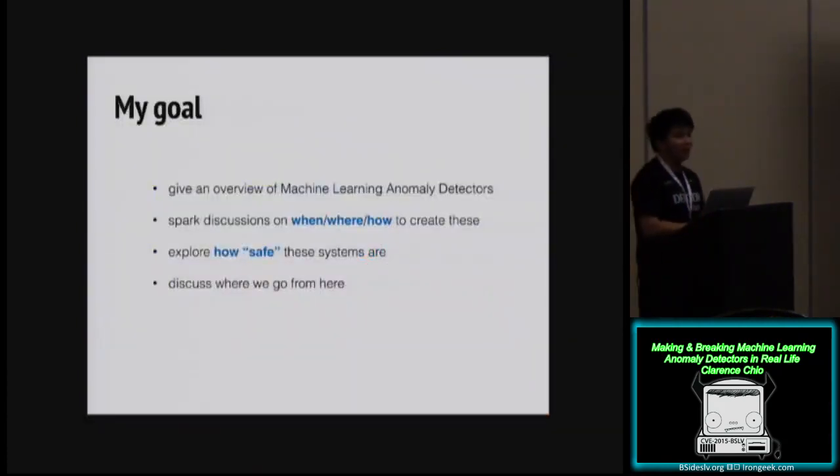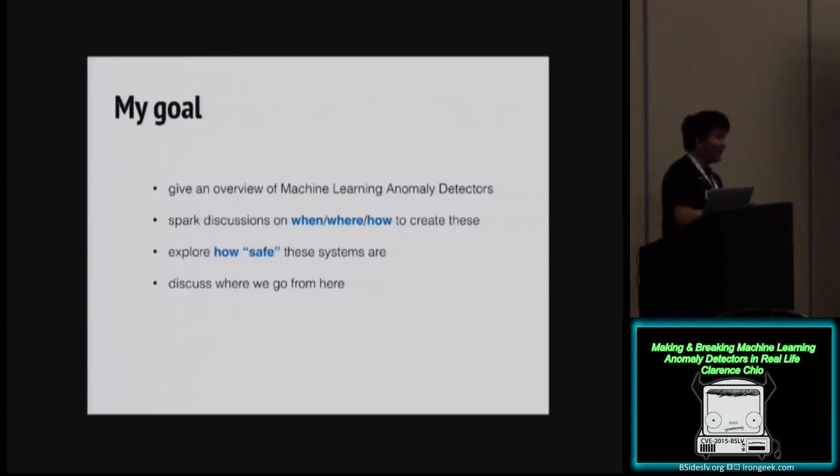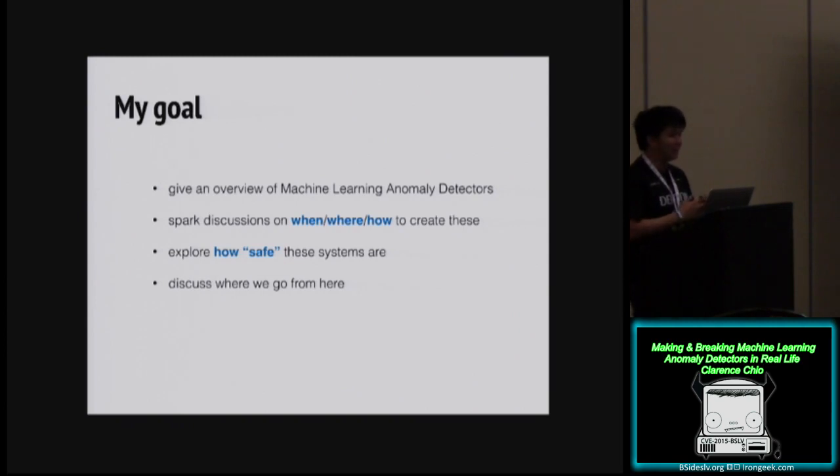So the goal of this talk is not to give an account of how you build a machine learning anomaly detector or a machine learning pipeline in a security area. It's really to give an overview of how machine learning anomaly detectors work and to spark some discussions on when, where, and how you should use these things, and also how to exploit these systems, because these systems are far from being secure, and machine learning is not something that's designed for security. Lastly, we're going to discuss where we go from here, because there's definitely lots of possibilities going forward in machine learning and security. It's not a dead end, and there's lots of interesting developments even today.